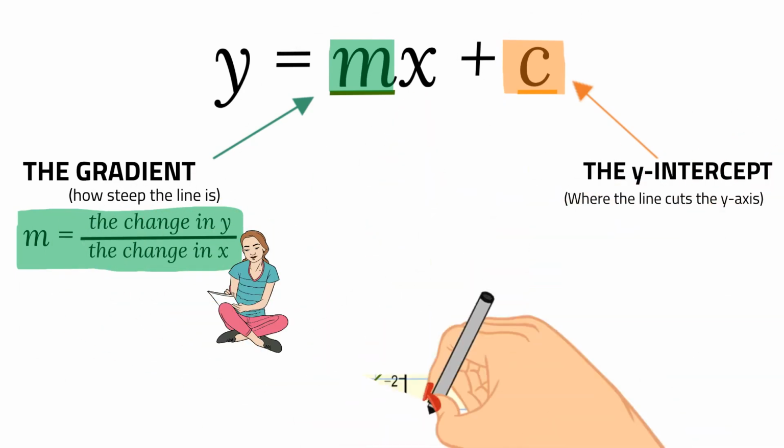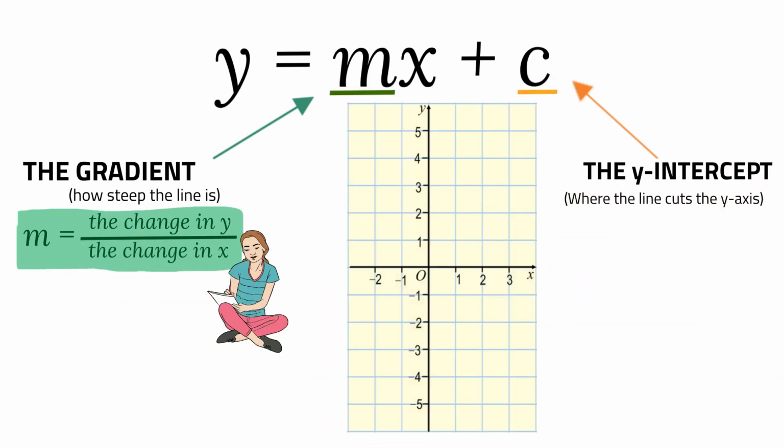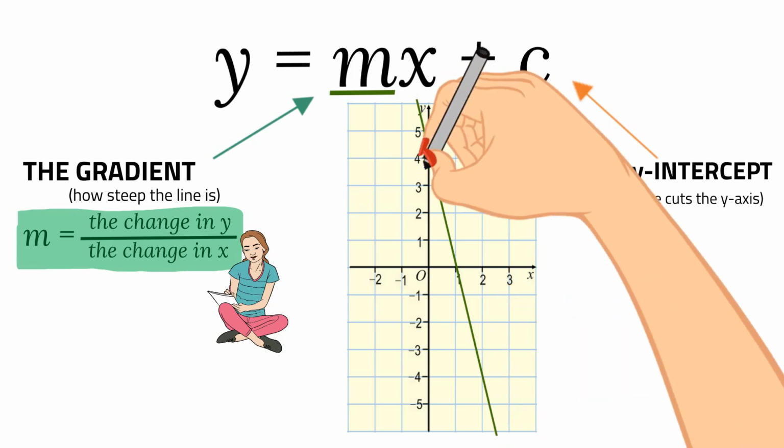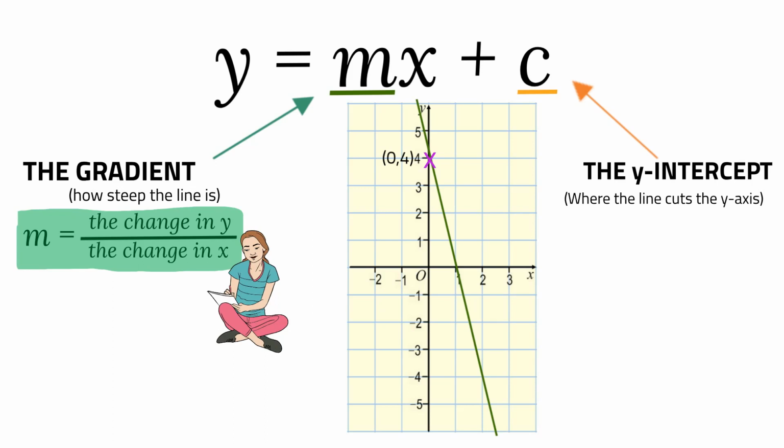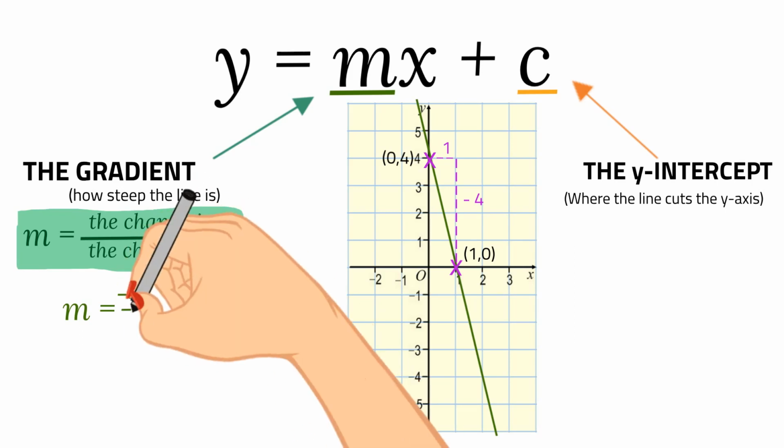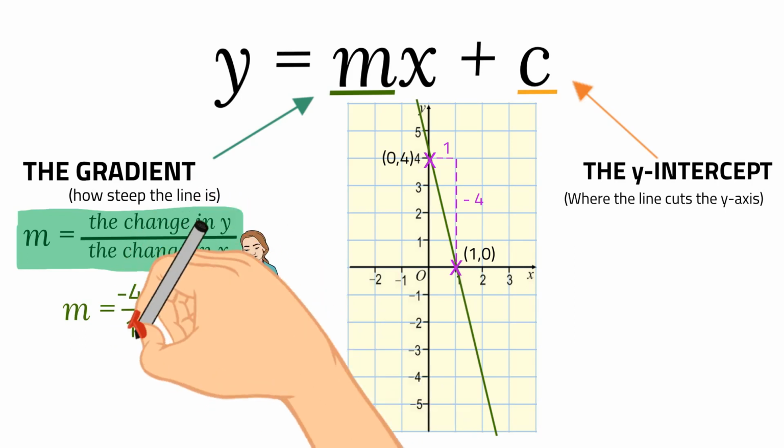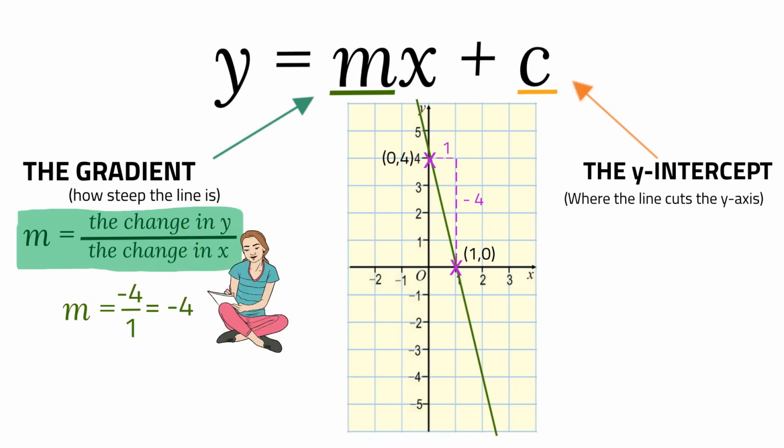Now a slightly harder example. Here is our straight line, and we want to find the gradient. So I'm going to pick 2 points on the line. I'm going to pick this one and this one. They're quite obvious choices actually. And now I'm going to draw a triangle, and my change in x, I've gone from 0 to 1, which is 1. But my y distance, I've gone from 4 to 0, so it's -4, which means my change in y is -4. My change in x is 1, which means my gradient is -4.